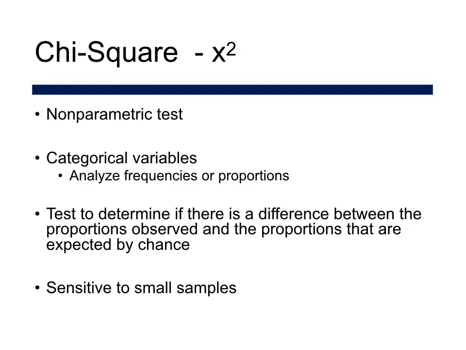Okay, we're in the home stretch of statistics. So we're going to talk about our last statistical test, chi-square. Chi-square is a non-parametric test. Non-parametric means that the data doesn't necessarily fit a normal distribution. So what we've been talking about up to this point are data that fit a normal distribution.